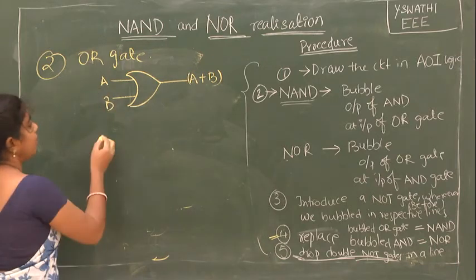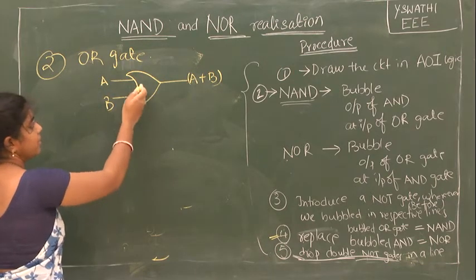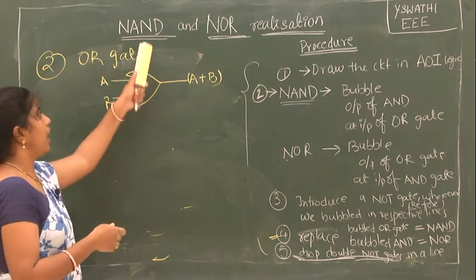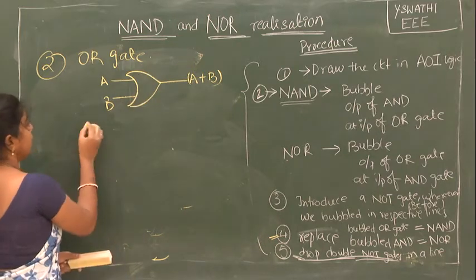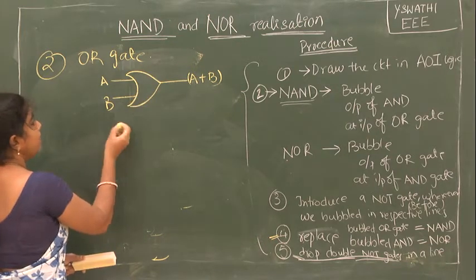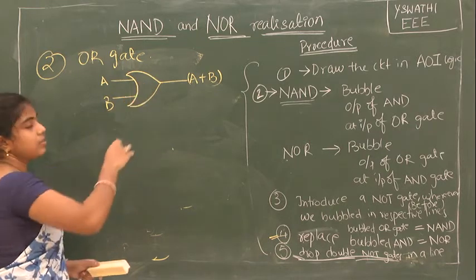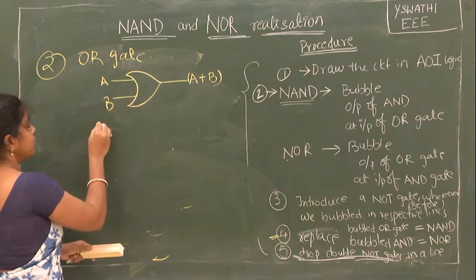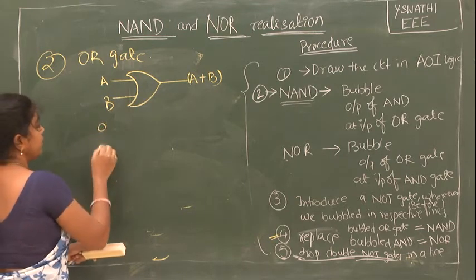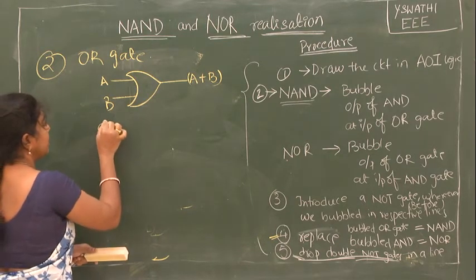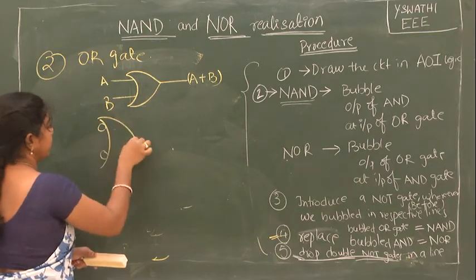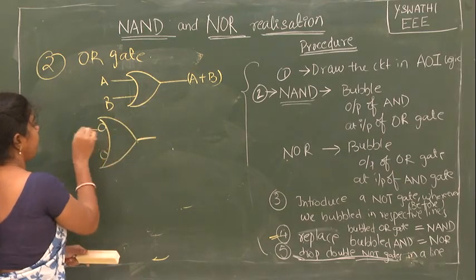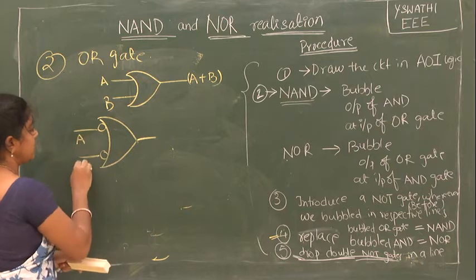Now to implement the given expression of the given gate in the NAND gate realization, first we have to bubble the inputs of OR gate or bubble the output of the AND gate. So we are having OR gate. So in step 1, we should bubble the input of OR gate. This is our step 1.